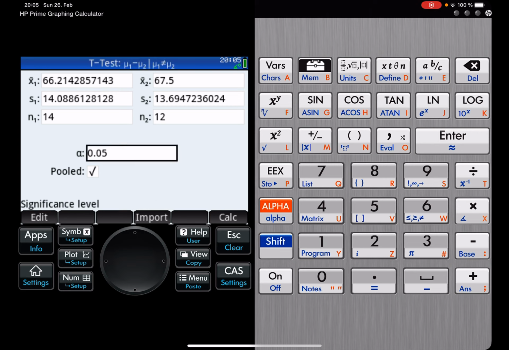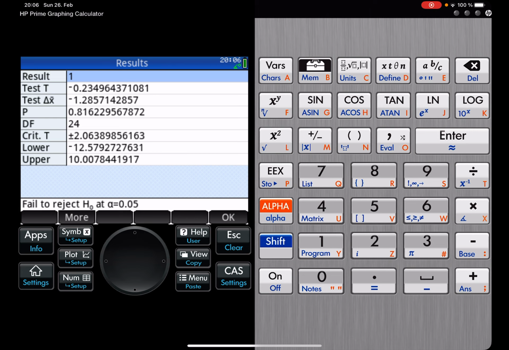I'm going to keep the significance level at 5%, and I do want to pool my data. For all of your exam questions in the IB, you will be pooling your data. What that means is that we are assuming that the two samples have the same standard deviation. So that is something that will always happen in your exams. Okay, so it's all set up now, and I press Calc, the bottom right of your screen, and I get my results.